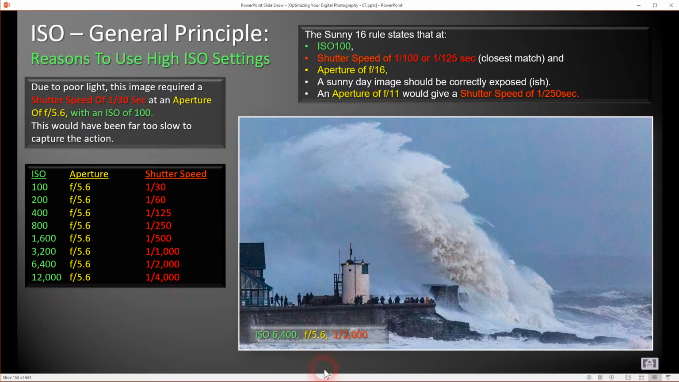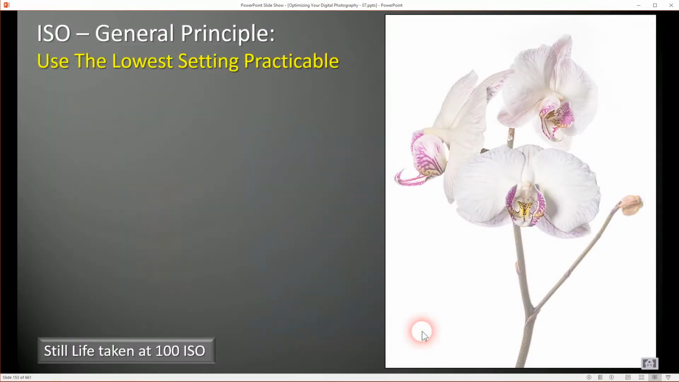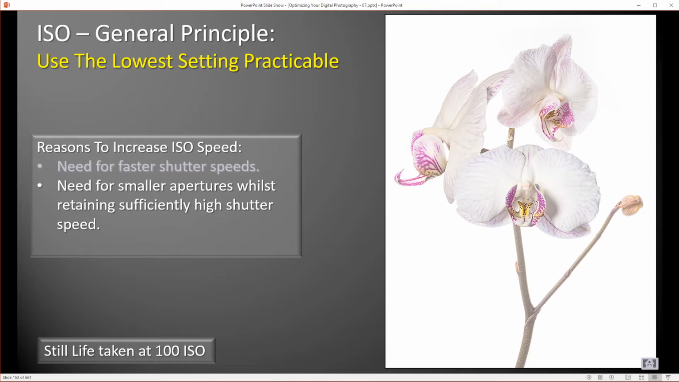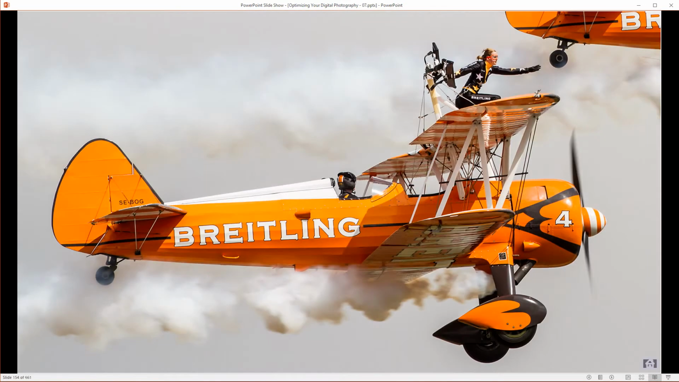So I chose 1/2,000th of a second because I know that the camera would not be able to handle 1600 ISO. The grain and the noise would be just too horrendous. Okay. So for something like this sort of image, where all the lighting is controlled and you're on a tripod, use 100 ISO. Get the best quality you can. So the reasons to increase ISO speed: the need for faster shutter speeds, the need for smaller apertures whilst retaining sufficiently high shutter speeds, and maybe for effect as well, if you wanted a grainy effect.